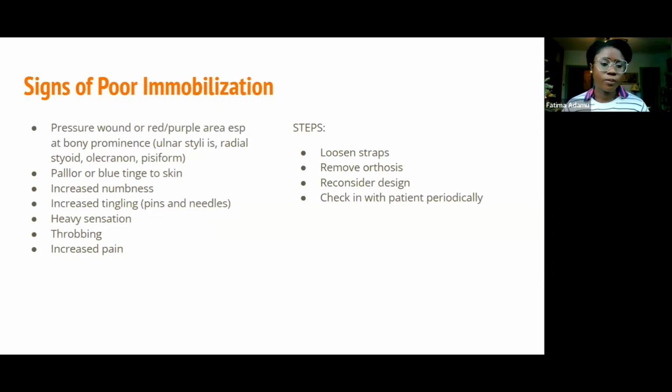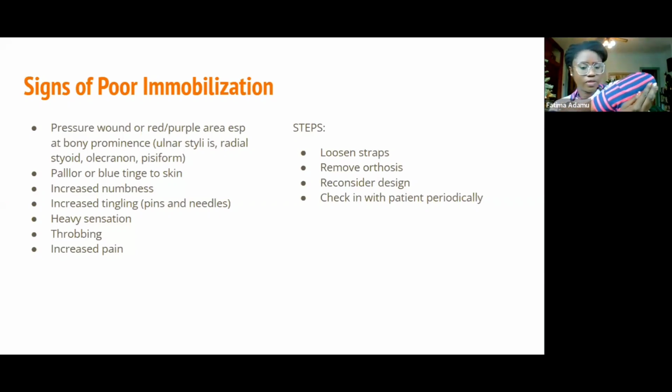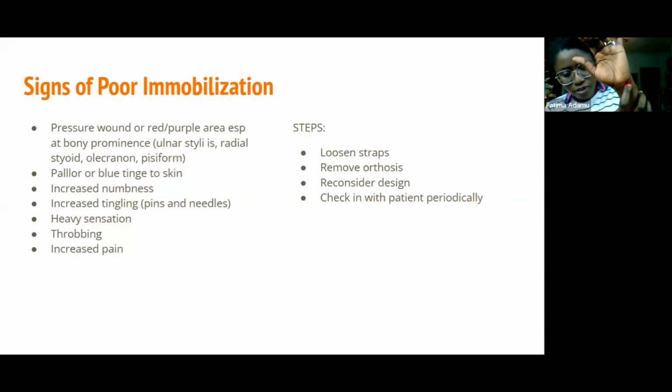So signs of poor immobilization, as I have mentioned some of: pressure wounds, so a wound from too much pressure at points, bony prominences such as the ulnar styloid, radial styloid, olecranon, the bony part of the elbow here, and also the pisiform bone, which is right on the side of your wrist, on the pinky side. That can be an area of pressure and friction.